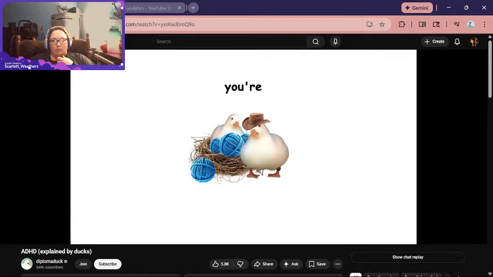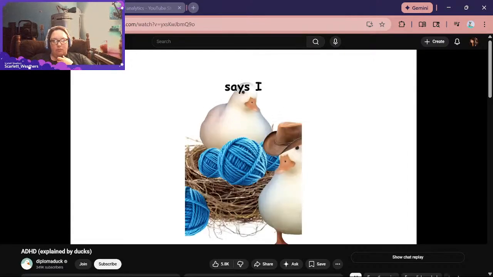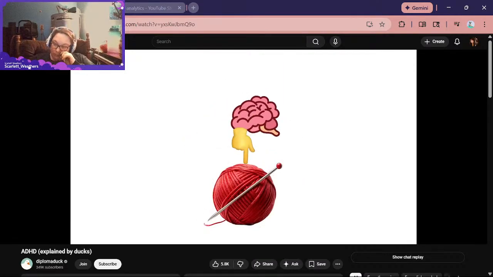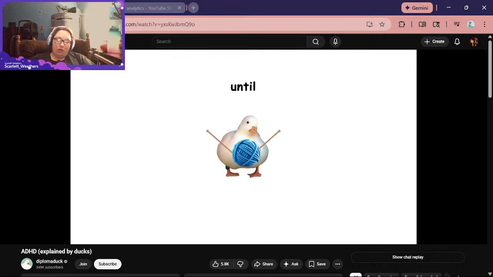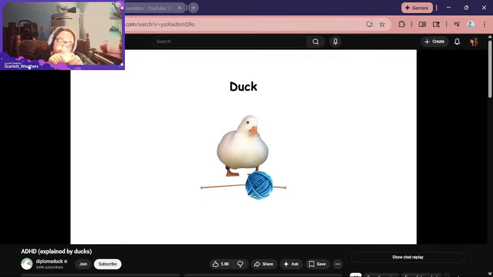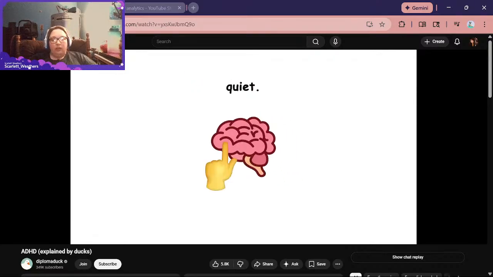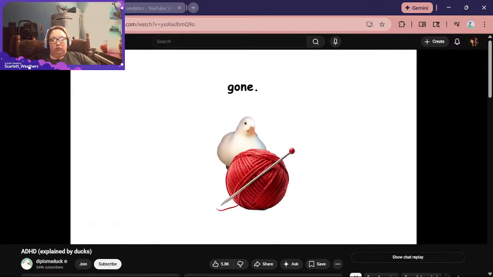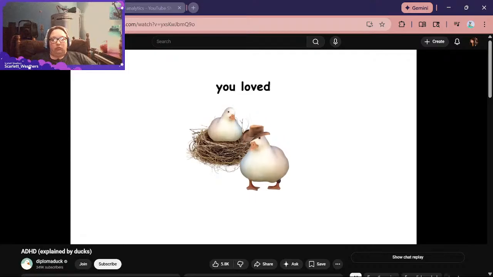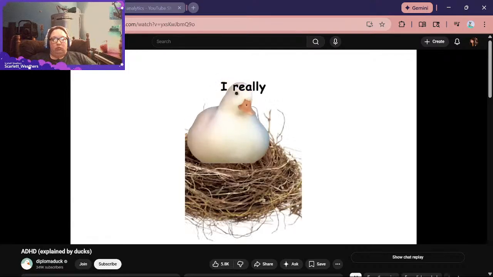Other ducks say, you're so productive. Duck says, I haven't peed in 9 hours. Duck brain says, only this. So duck flaps and flaps until suddenly, nothing. Duck looks at yarn. Brain goes quiet. Interest, just gone. Other ducks say, I thought you loved that. Duck says, I did. I really did.